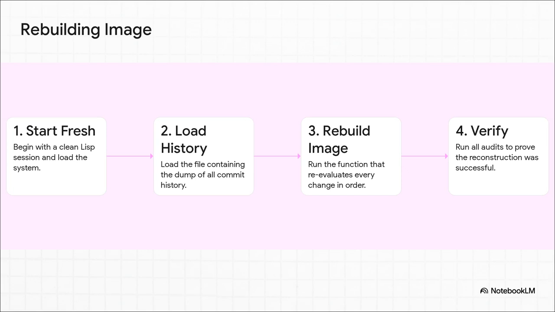This verifiable history also gives you this incredible safety net. If your main image ever gets corrupted for some reason, you can rebuild the entire application completely from scratch. You just start a fresh session, load the history file, and rerun every successful change in order. This proves that in this system, the history is the source code.